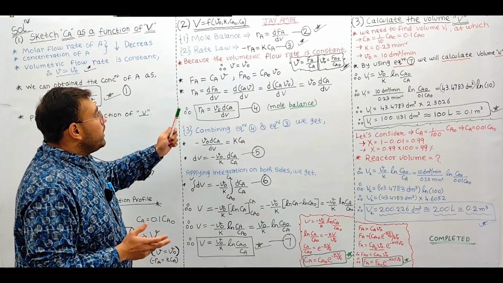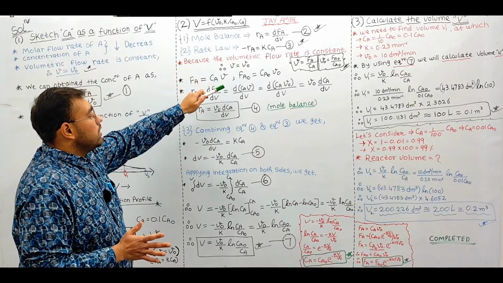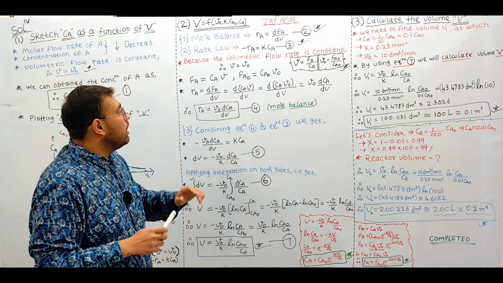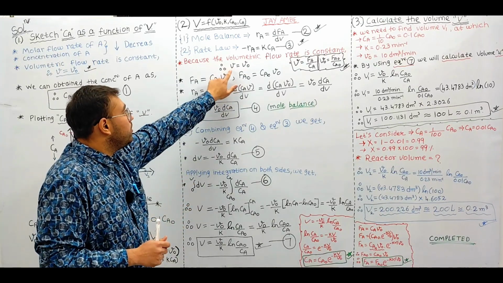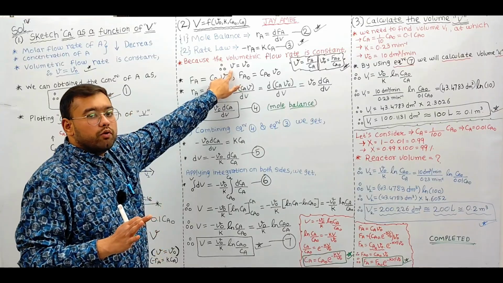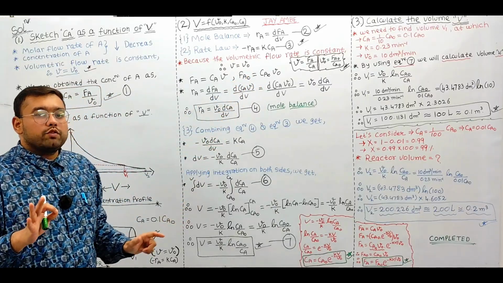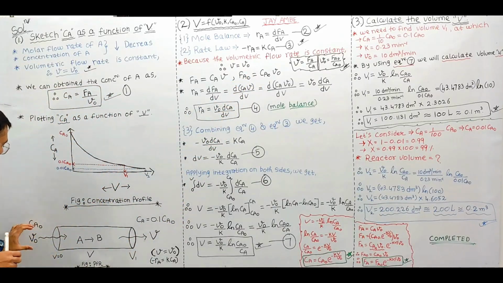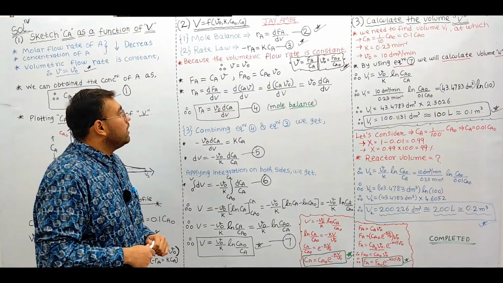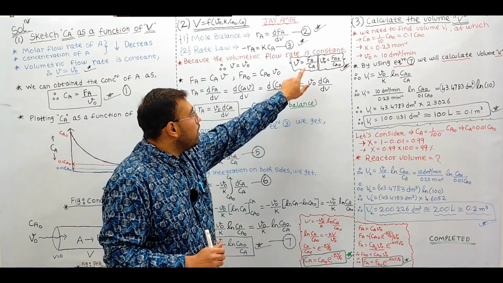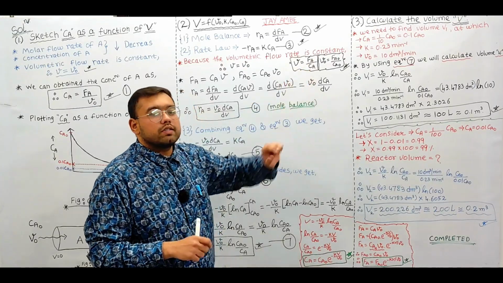Now here we already know the volumetric flow rate is constant. For those reasons, nu is equivalent to nu naught. Volumetric flow rates are indicated by nu. The exiting volumetric flow rate is nu and the entering volumetric flow rate is nu naught. Volumetric flow rate means the volume of the fluid entering the plug flow reactor with respect to time. The volumetric flow rate can also be defined as the ratio of molar flow rate with respect to the concentration.